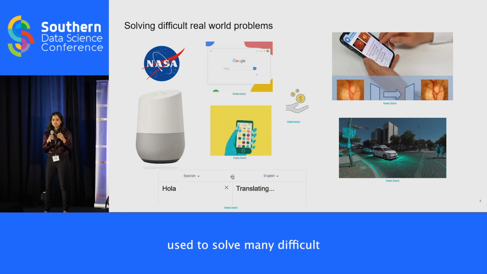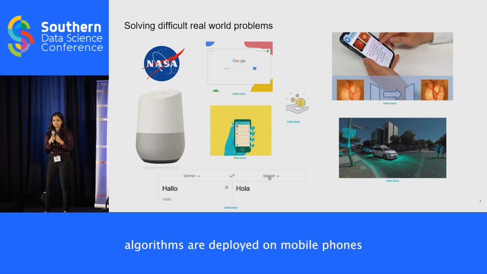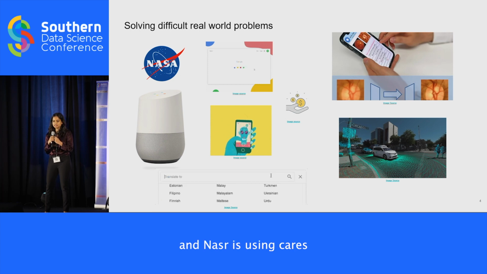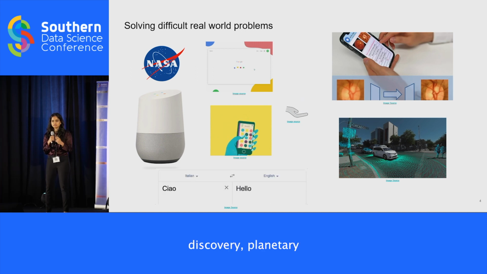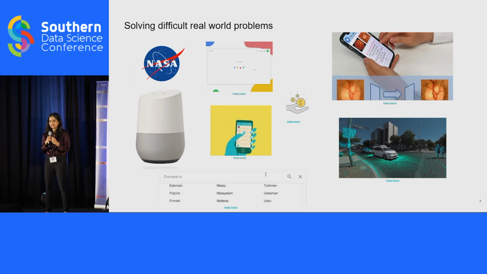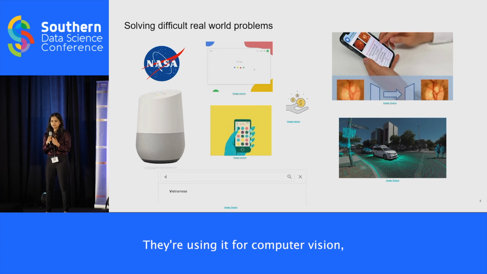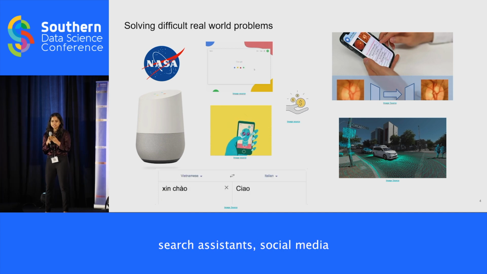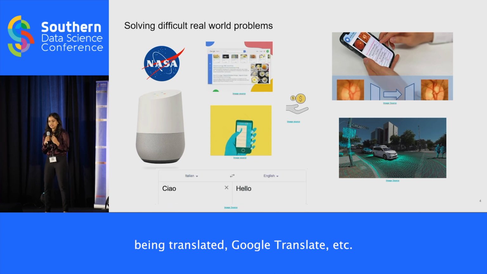So Keras is used to solve many difficult real-world problems, and here are a few examples. Deep learning algorithms are deployed on mobile phones to screen for eye diseases. And NASA is using Keras for a variety of deep learning algorithms like exoplanet discovery, planetary navigation on the moon, smart robotic astronauts, and much more. Waymo is using it for self-driving cars. They're using it for computer vision, segmentation, object detection, et cetera. It's been used in Google Search, Assistant, social media recommendation, robo financing, Google Translate, et cetera.